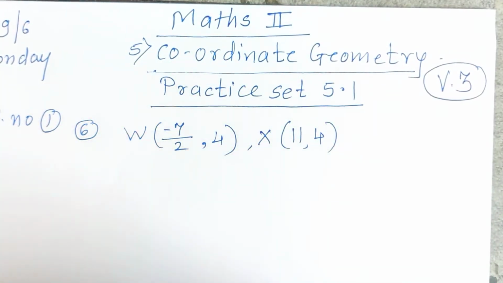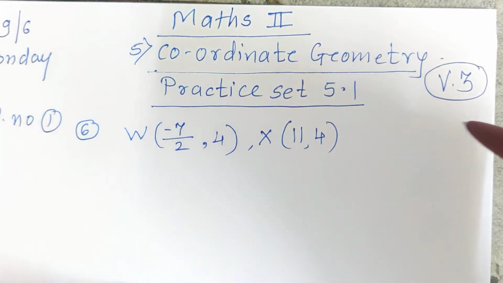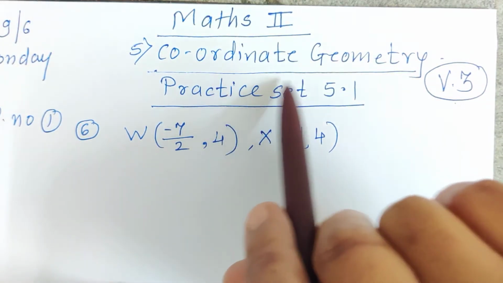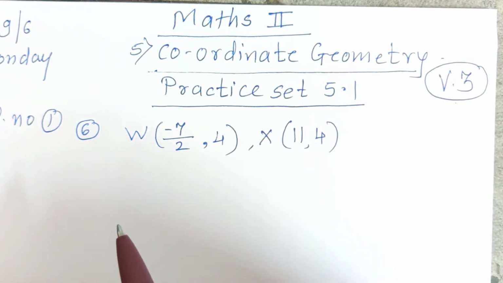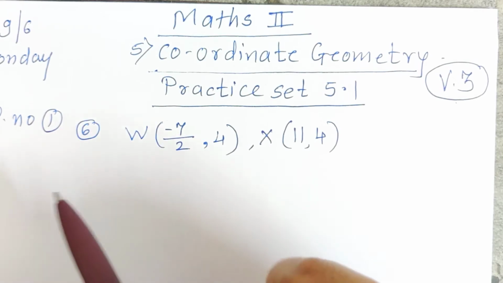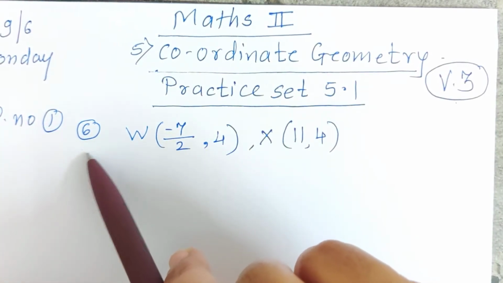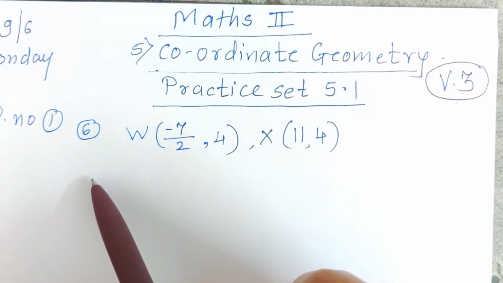Lesson number 5, coordinate geometry, and it is video number 3 of the lesson. Already we finished the first point of this lesson, that is the distance formula. I showed you one example from exercise 5.1. Today we will discuss one more example from practice set 5.1, question number 1, example number 6.